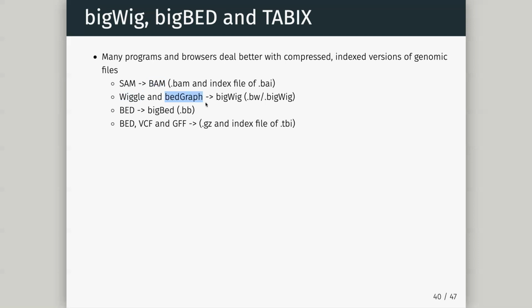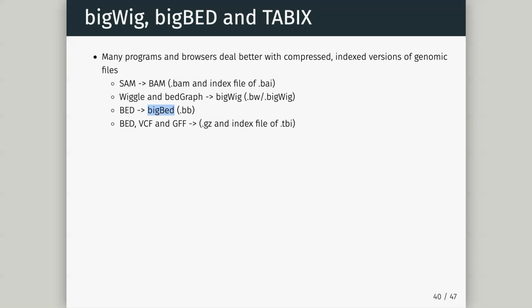Wiggle and bedGraph, I showed you them. BigWig is the format you will see. It's often .bw or .bigwig. BigBed is a very popular format. That was created by UCSC. So Wiggle was UCSC, so BigWig is UCSC. Bed to BigBed, that's another UCSC format.